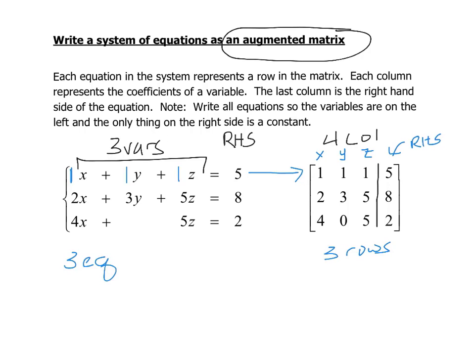If we look at our second row, I have 2, 3, 5, 8, and that's the same exact numbers I have in my matrix. On this last equation, we have 4, but we don't have any y, so we could think of it as 0y plus 5z equals 2, so I've got 4, 0, 5, 2.